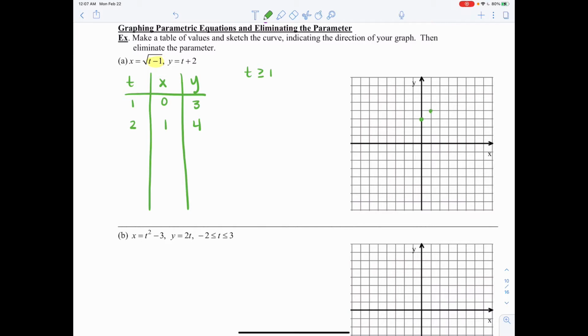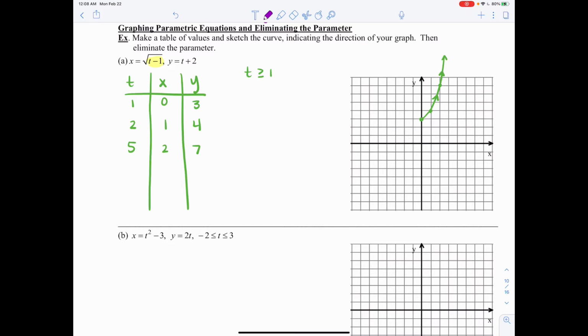If I plug in 5, and I chose 5 strategically because if I plug in 3, I'm going to get roots that I really don't like. So let's just go with 5. 5 minus 1 is 4, square root of 4 is 2. 5 plus 2 is 7. So now I have (2, 7). And because there are no other further parameters, this thing is going to continue in this direction. You will typically see arrows to indicate movement. Okay?